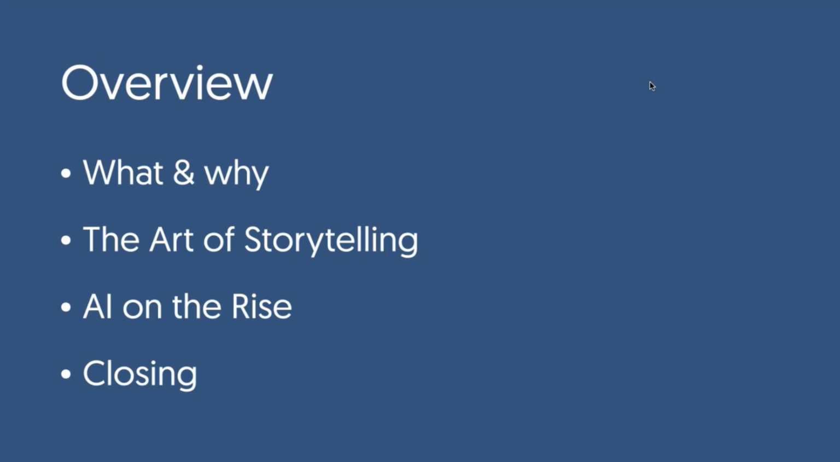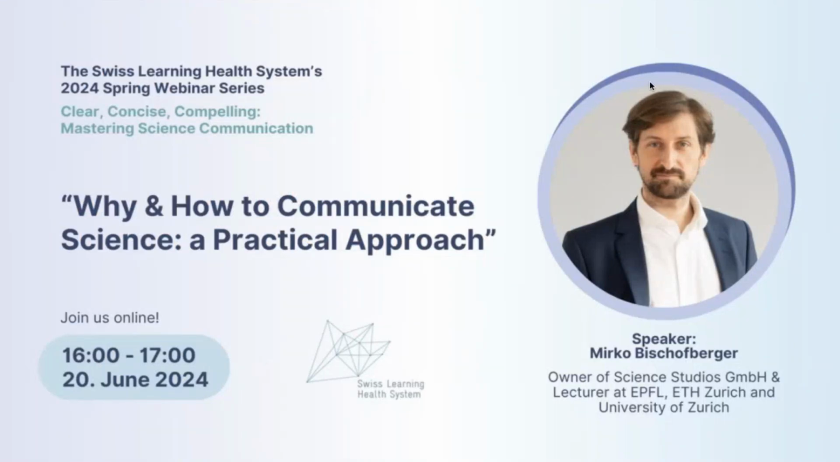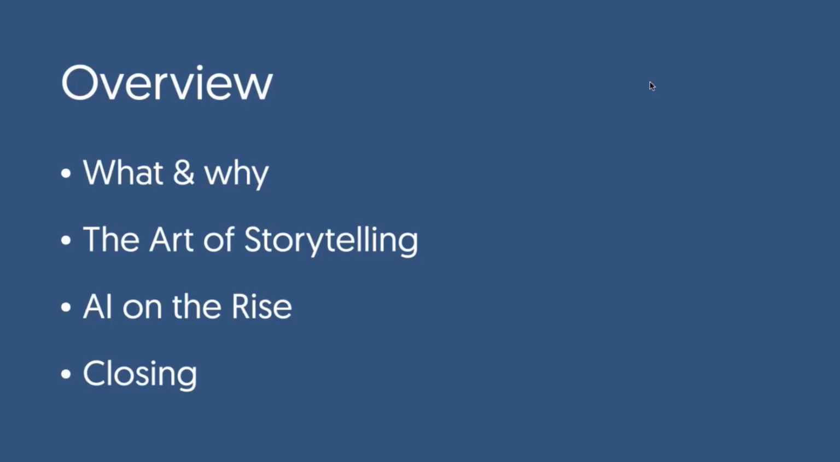We had this title that we agreed upon with Anna: why and how to communicate science, a practical approach. Practical, because I am a practitioner, been working in the field the last 20 years now. I will mainly have an angle on two aspects. It's a huge profession, we could talk for hours, but I would like to focus on two little points. One is storytelling, which will be the second chapter, and one is the use of AI in science communication.